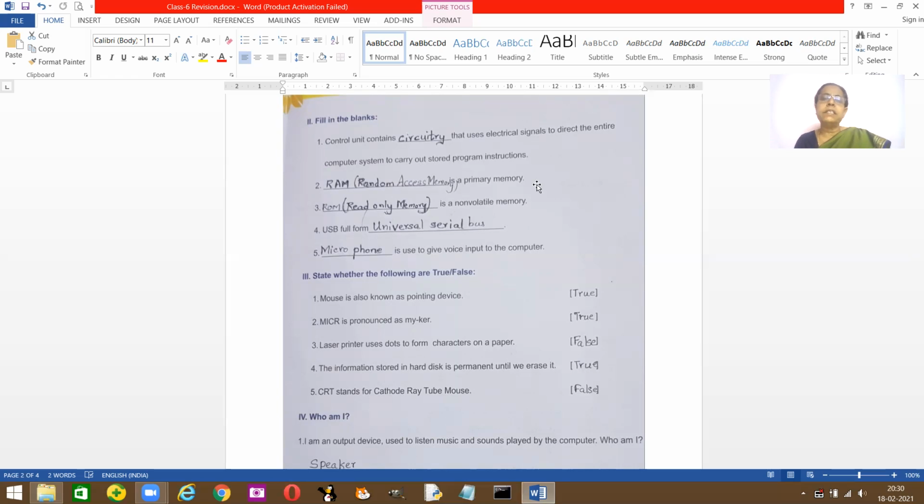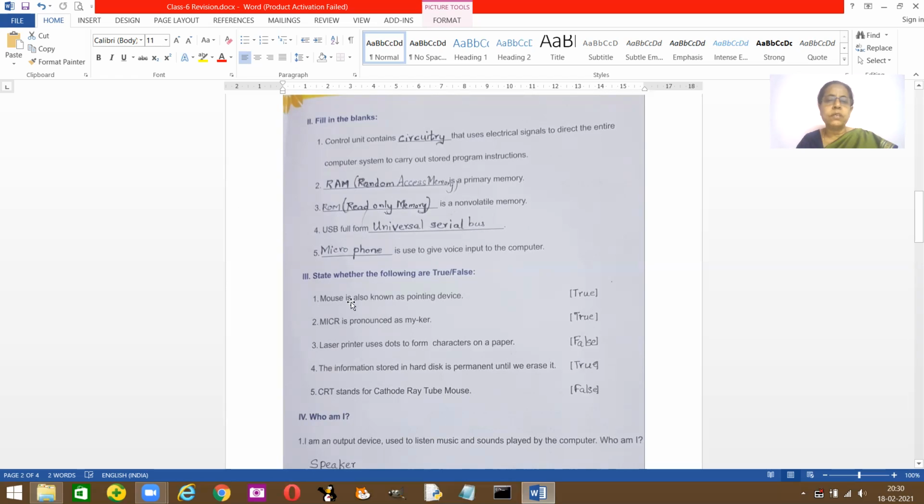Control unit contains circuitry that uses electrical signals to direct the entire computer system to carry out stored programmed instruction. Dash is a primary memory. RAM is a primary memory. Dash is non-volatile memory. ROM is non-volatile memory. USB stands for Universal Serial Bus. Dash is used to give voice input to the computer. Microphone is used to give voice input to the computer.